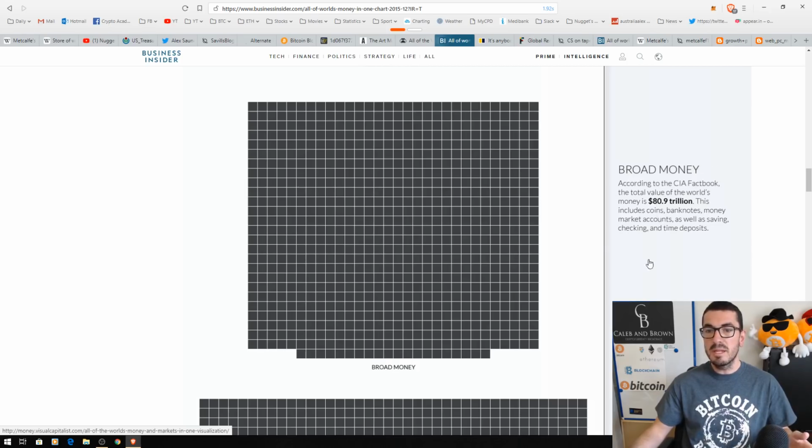So this is broad money supply, $80 trillion. What happens when a small percentage of that starts to say, well, hey, we want to park in Bitcoin because we know that that's becoming more scarce versus the banks that are going to continue to print more money and erode our purchasing power.